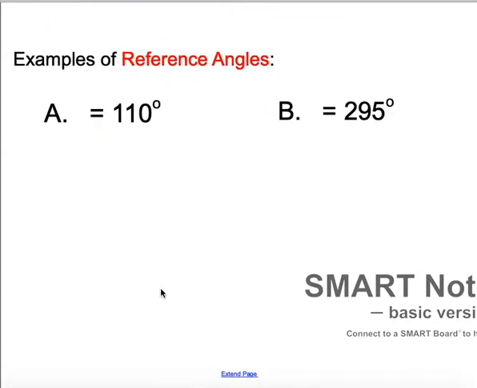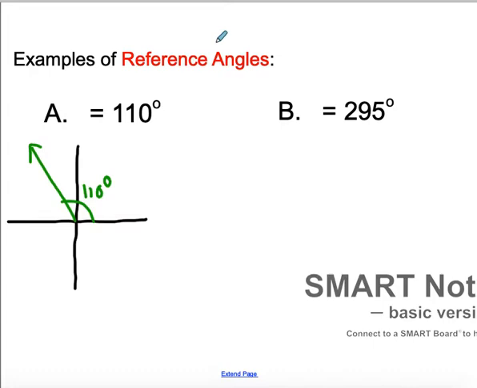Let's find reference angles, okay? Maybe you're a visual person, so I'll draw our typical XY graph. Now we're going to have a 110 degree angle, which goes over here 90, and then 20 more. So that's our 110 degree angle. And so we need to mark the reference angle and find the reference angle.